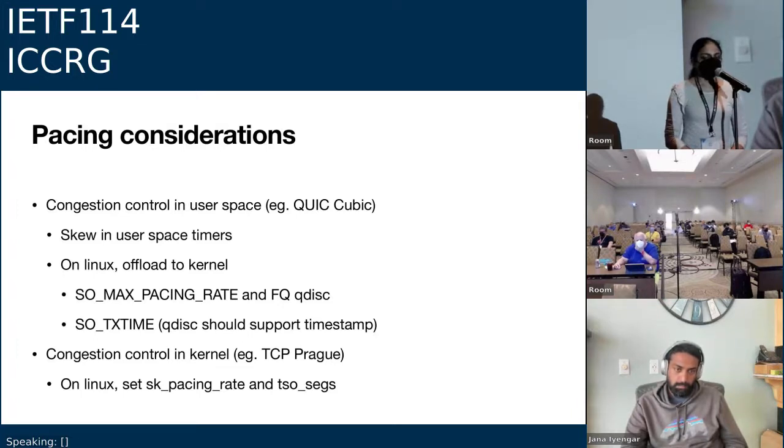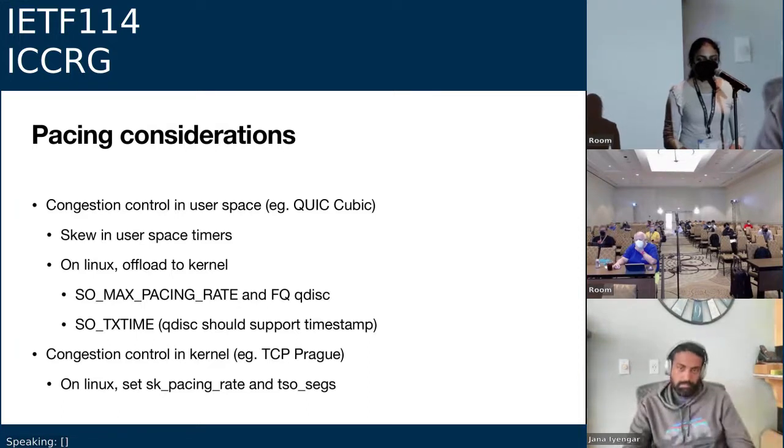For the congestion controllers in kernel, some TCP still exists in the kernel stack. So for that, it's pretty simple. On Linux, you can use the sk_pacing_rate on the socket, and then you have a callback for TSO segments, which allows you to set the burst size.